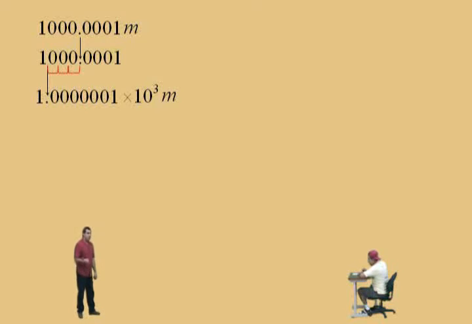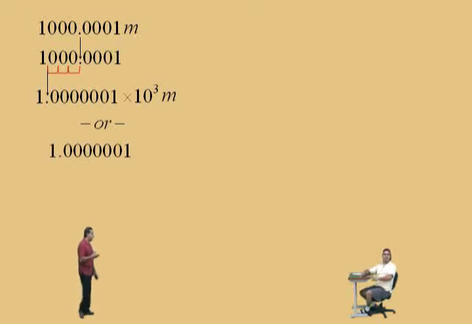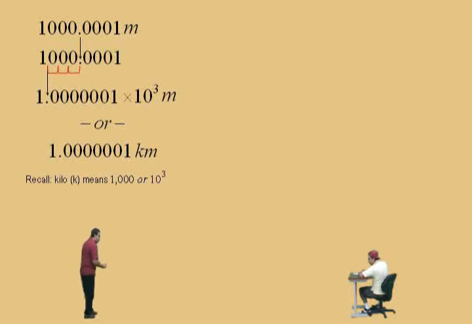Remember, 10 to the 3rd means 1,000. In the metric prefixes, Charlie, 1,000 was represented by what? Kilo. That was the kilo. So 1.0000001 times 10 to the 3rd meters is 1.0000001 kilometers. Remember, kilo means 1,000 or 10 to the 3rd. So 10 to the 3rd is replaced with kilo. So 10 to the 3rd meters is kilometers.